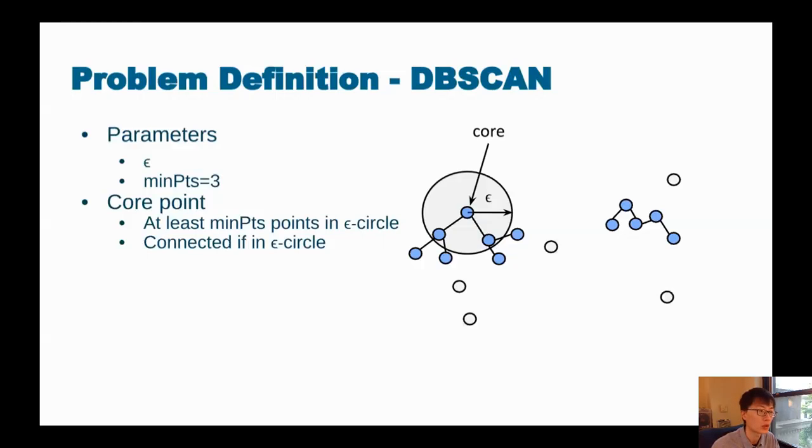So we get 2 connected components, and we give the second one a different color, so we have our initial clustering. But we still have some other points left.